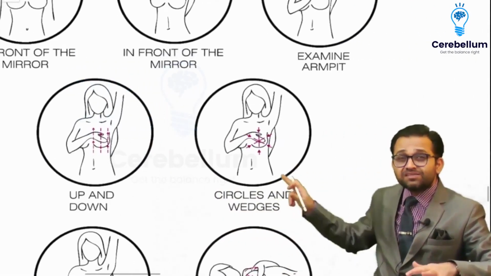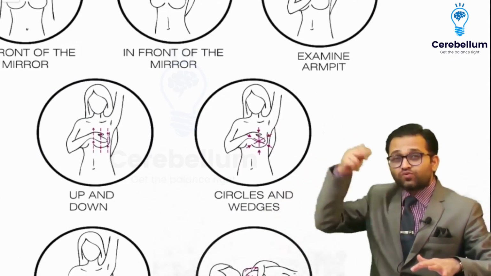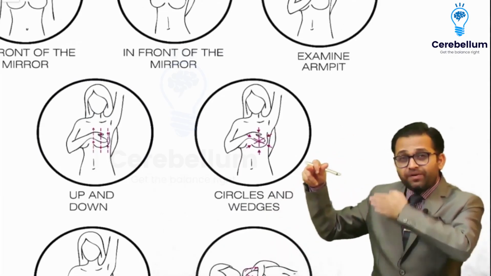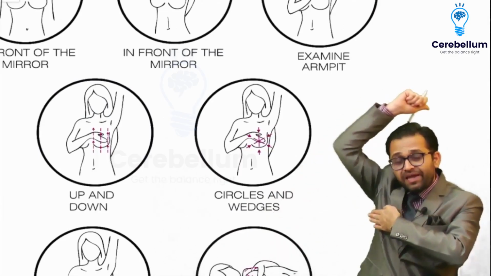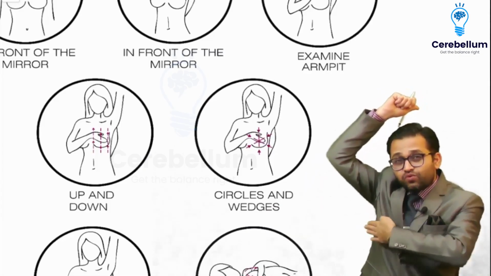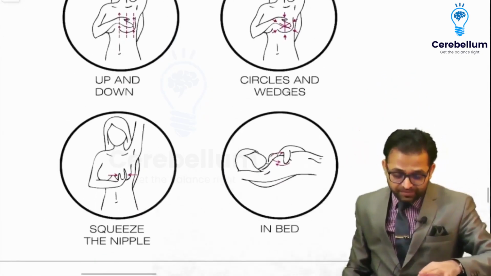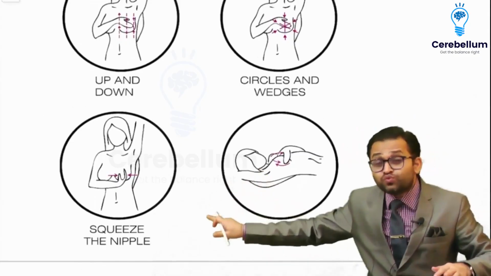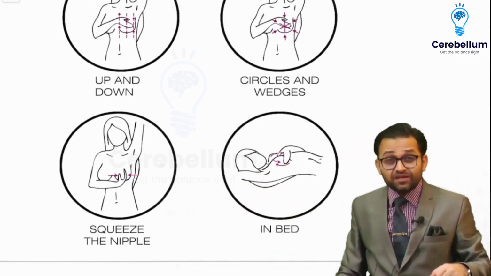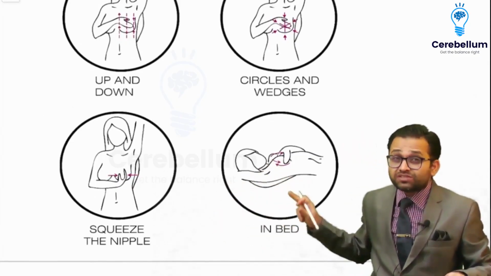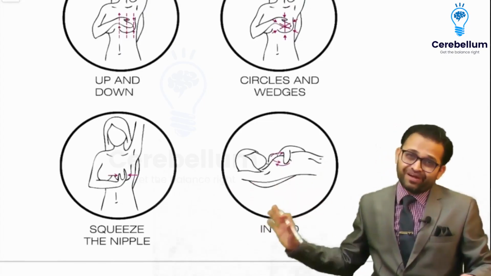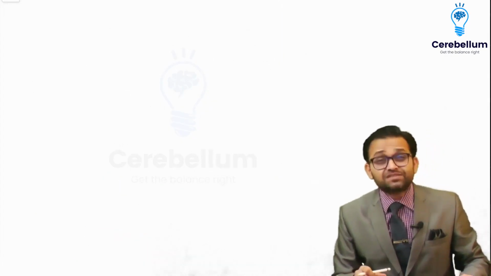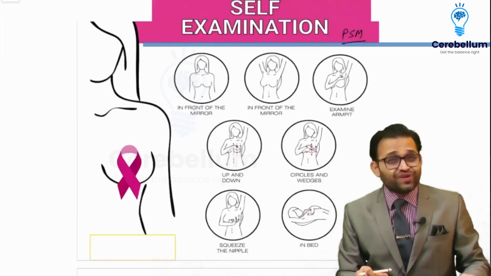Then circles and wedges, we have to observe, in a circular manner we have to move the hand. Up and down, we have to move over the breast by elevating the hand, and then in a circular manner we have to move the hand over the breast, and then we have to squeeze the nipple, we have to feel if any mass is there, and also the same things we have to perform on the bed. Okay, so this is the breast self examination, very important.